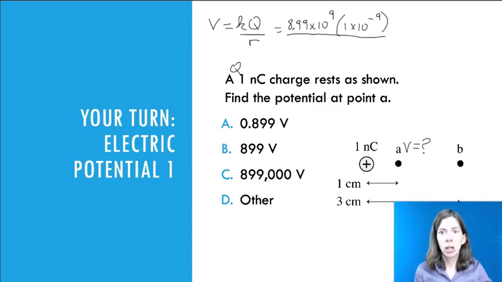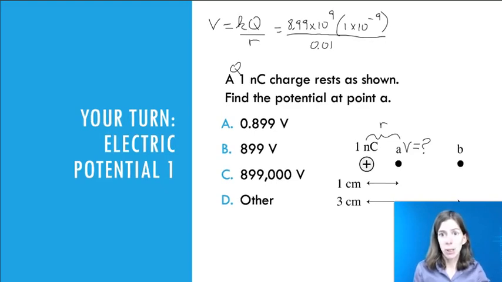And then r is a distance, how far away. So how far away is that point from the charge? It's 1 centimeter according to the diagram. We are going to convert that to meters. So divide by 100, 0.01 meters.